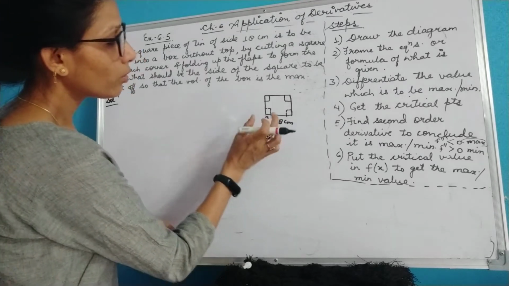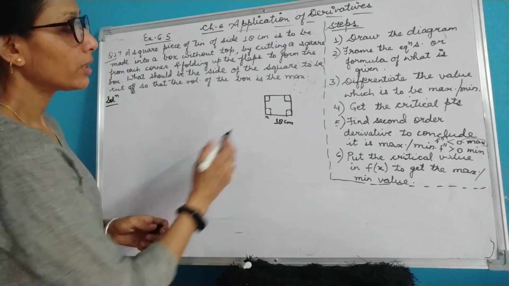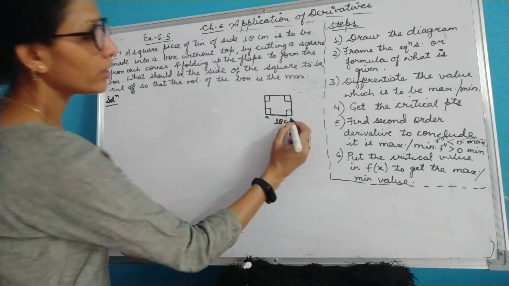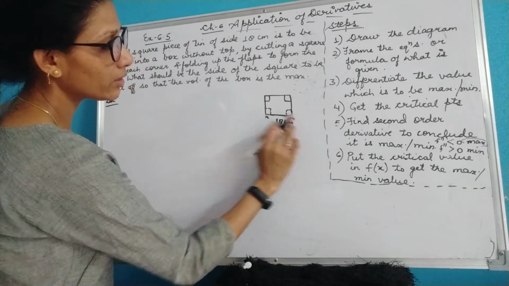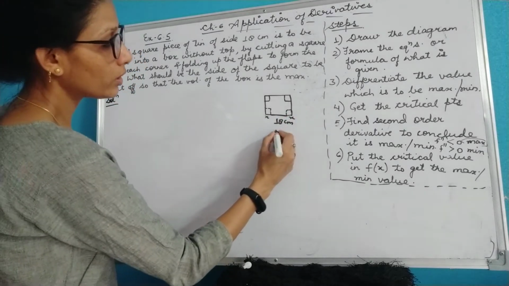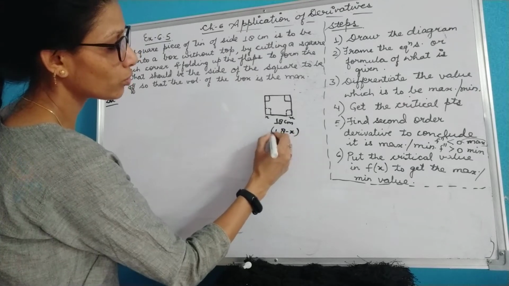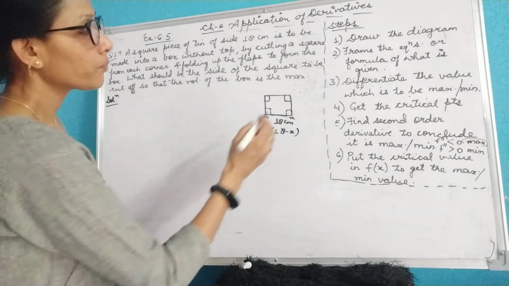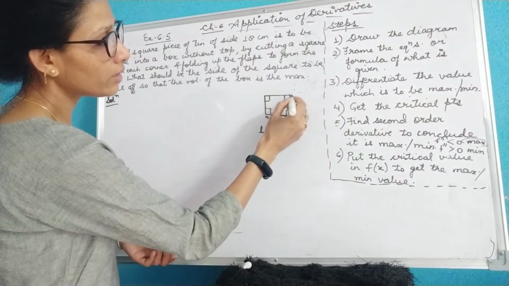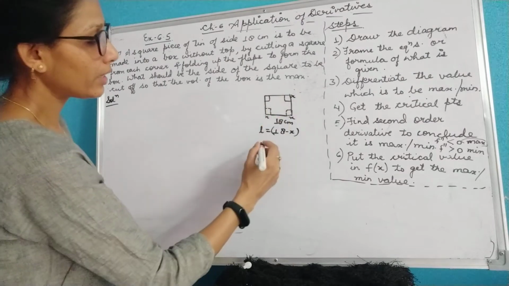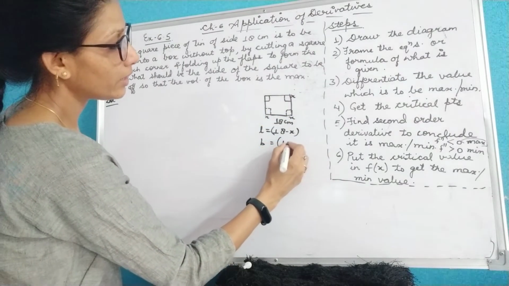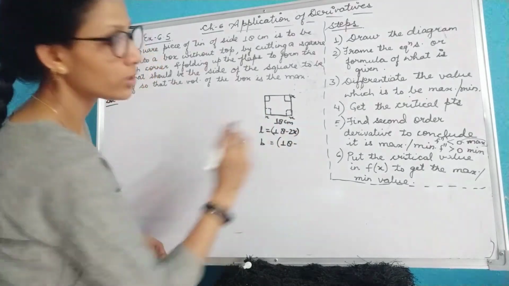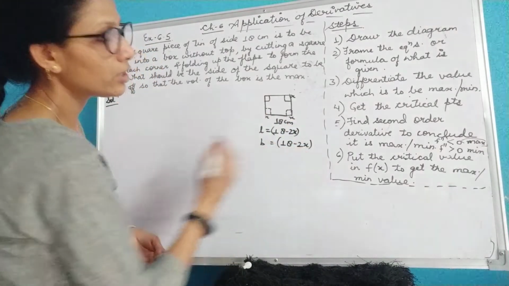Now children, when these are folded upwards, what will be the length of this cuboid? Here it is cut as x and here also it has been cut as x. So your length is 18 minus x. What about breadth, children? Your breadth will again be 18. From here and here it is cut as x, so it is not x, it is 2x. x from this side and x from this side. So again this will be 18 minus 2x.